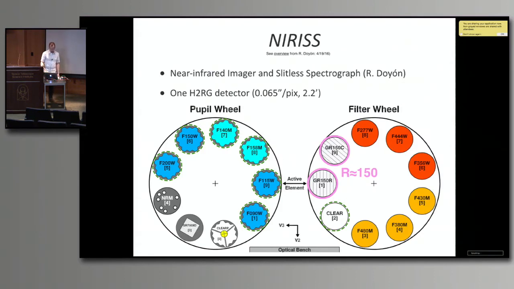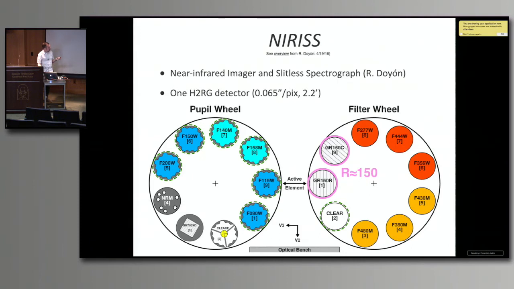Okay, and so here's a view of the NIRISS filter wheel. NIRISS, to remind you, as you saw on the previous slide, is just one H2RG detector with a 2 arc-minute field of view and 0.06 arc-second pixels. That's half the size of Hubble with WFC3. NIRISS has 2 wheels, a pupil wheel and a filter wheel, and in this case it's actually the filter wheel. You've got the GR150C and GR150R grisms, so there are 2 elements, and I'll mention that again in a second.